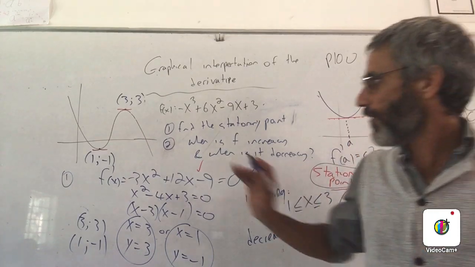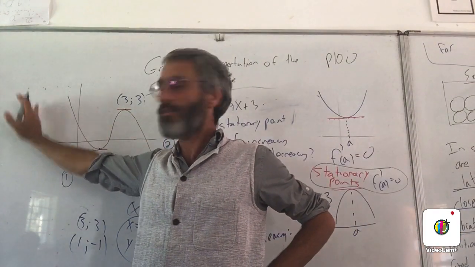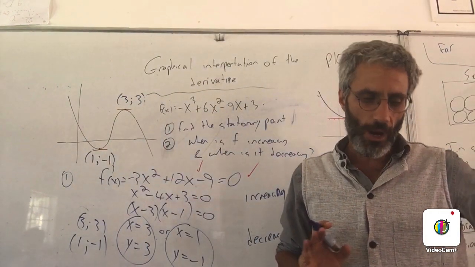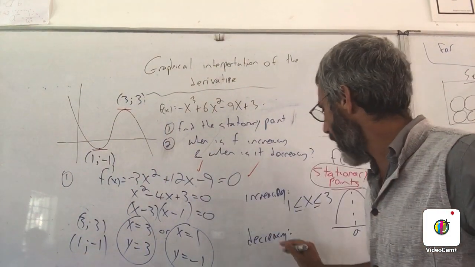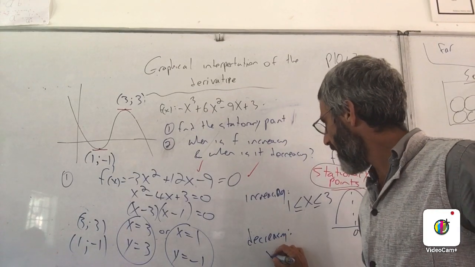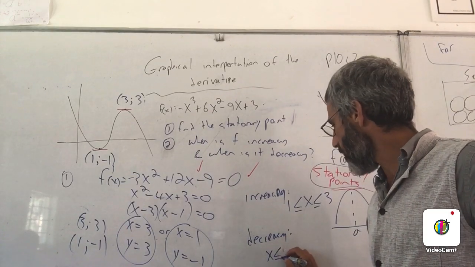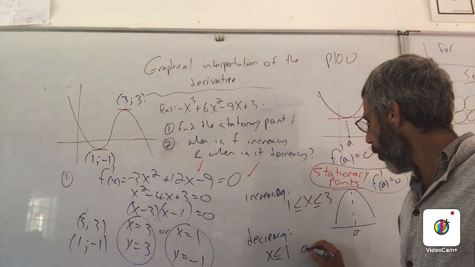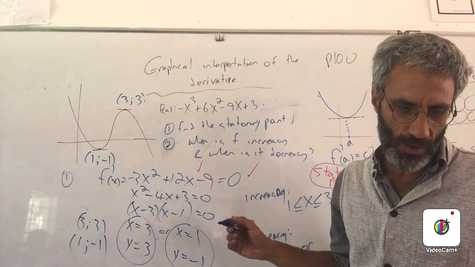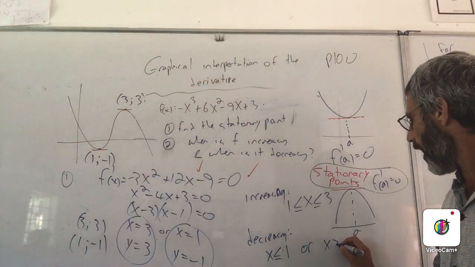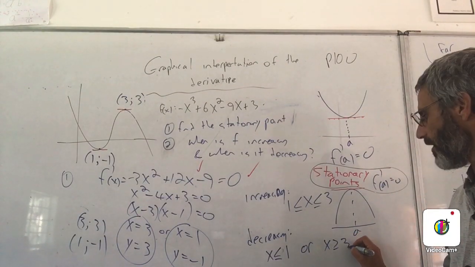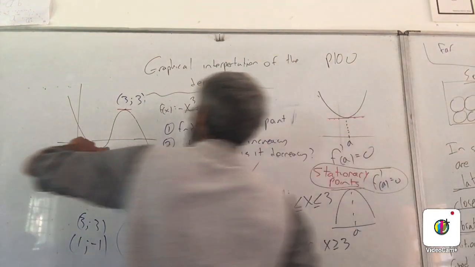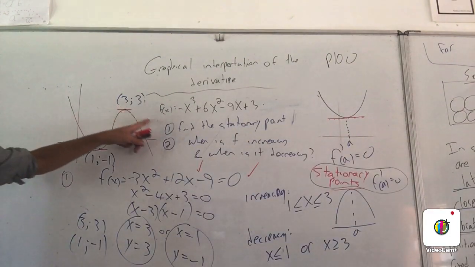So before this stationary point it's decreasing, and after this stationary point. Now, you can write it in a couple of ways. The way I would like to write it is x smaller or equal to 1, because we're including the stationary point, or x larger or equal to 3. That to me is the most obvious way of writing it: smaller or equal to 1 or larger or equal to 3.